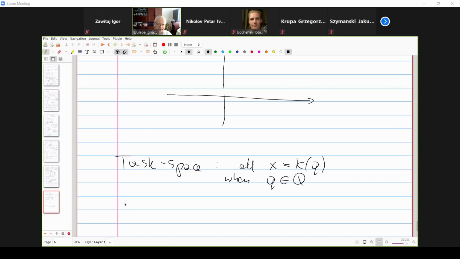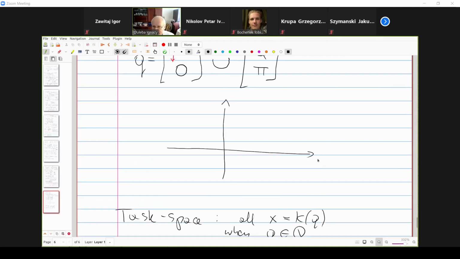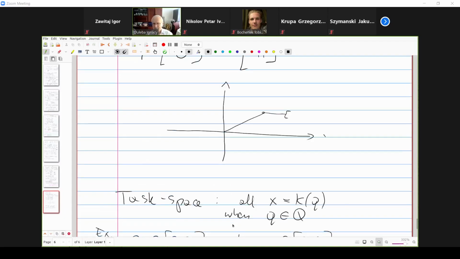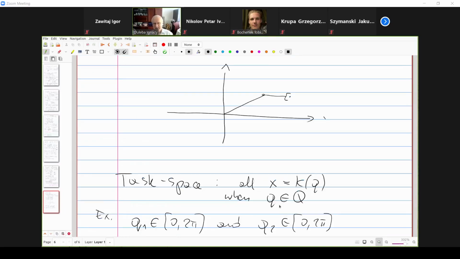In this case, let's say for example Q1 belongs to 0 to pi and Q2 belongs to 0 to pi. Okay, so we have a manipulator like this here. And for the task space, we need to set all points X, maybe like this.